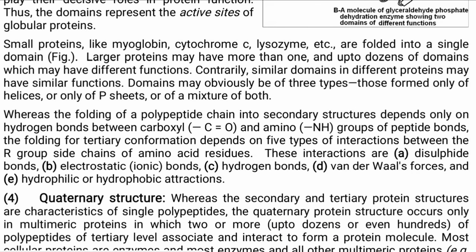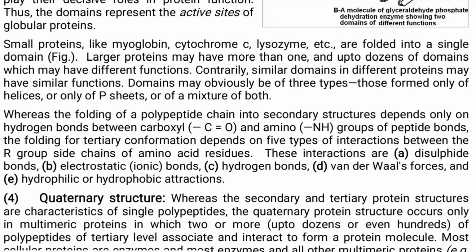Whereas the folding of the polypeptide chain into the secondary structure depends only on the hydrogen bond between the carbonyl and the amino group, in the tertiary structure you will have 5 different types of interaction between the R group side chains of the amino acid residues. The alkyl groups will come into action and form any possible bond they can, so as to minimize the surface area of the protein.